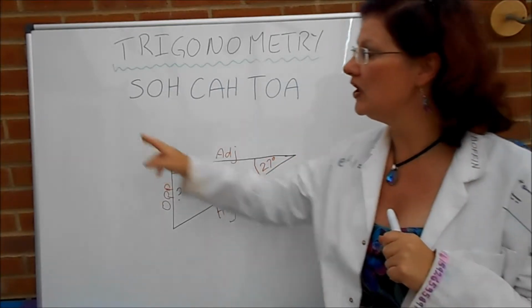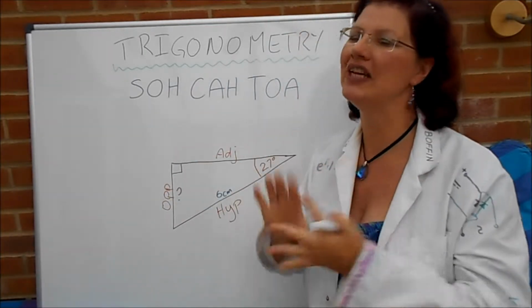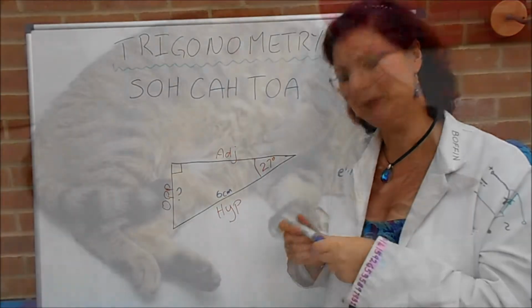I'd like you to pause the video and write down the 3 formula triangles that we use, one for sine, one for cosine, and one for tangent. Pause the video and do that now.